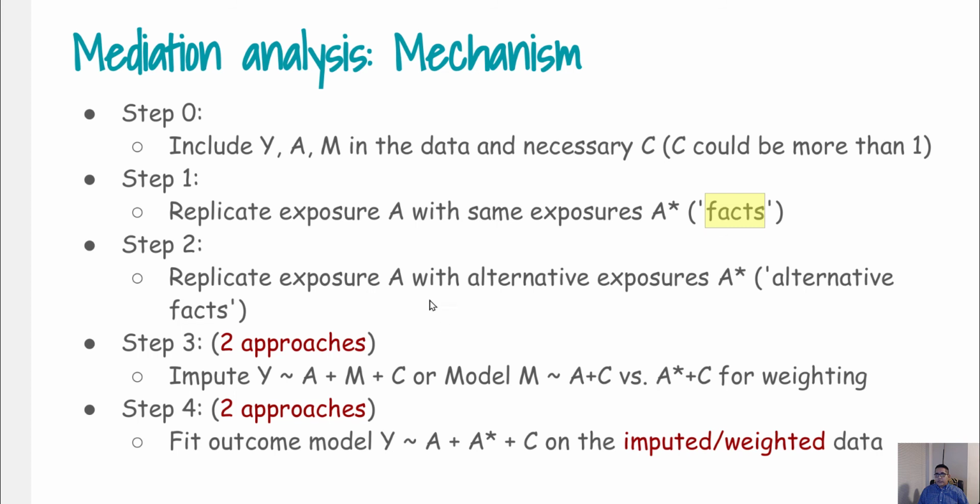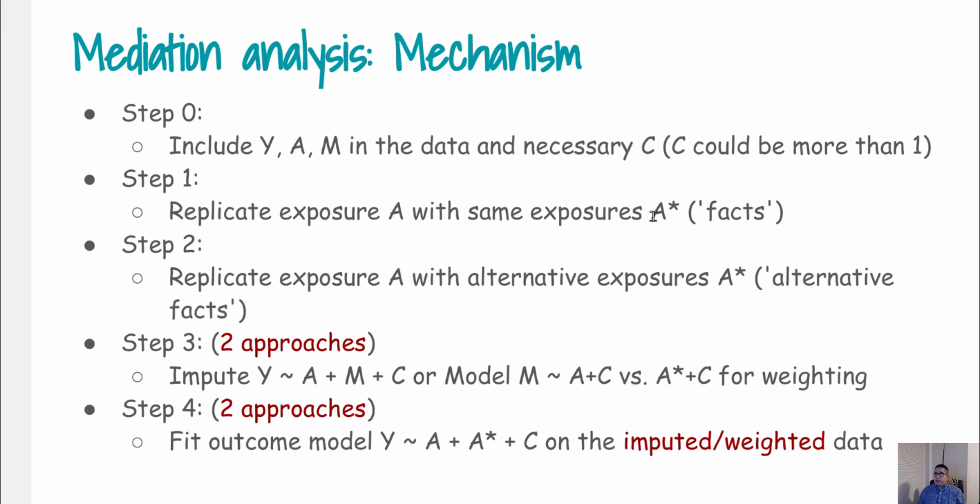And then in step 2, we are going to build a copy of the original data, but this time we will change the exposure variable. How are we going to change it? We are going to set all of the people who were exposed to unexposed, and all of the people who were unexposed, we will set them to exposed. So this is basically what did not happen. This A star is basically what did not happen. So we are calling them alternative facts.